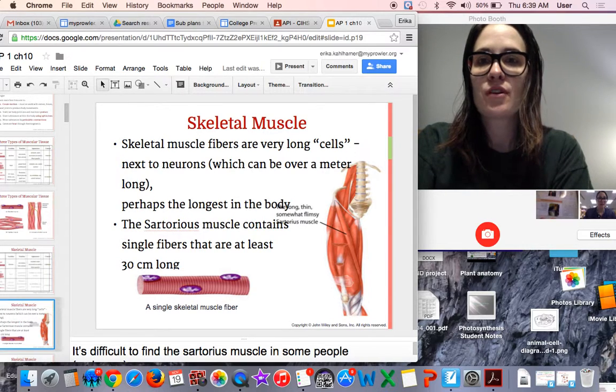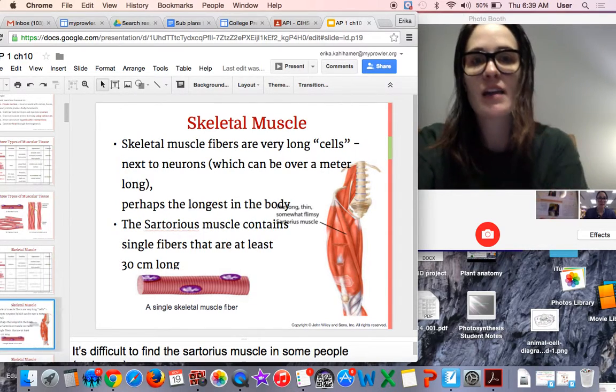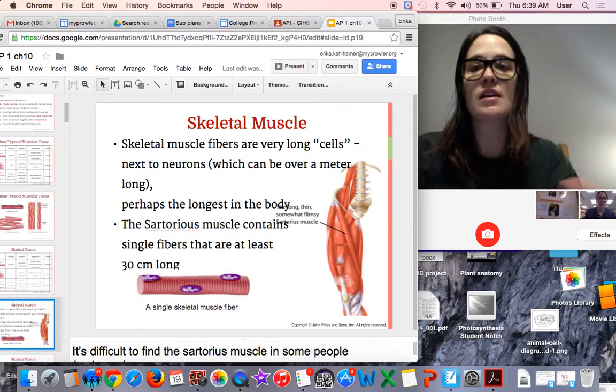Okay, so skeletal muscle fibers, again, we're talking more about skeletal muscle fibers, are long cells.